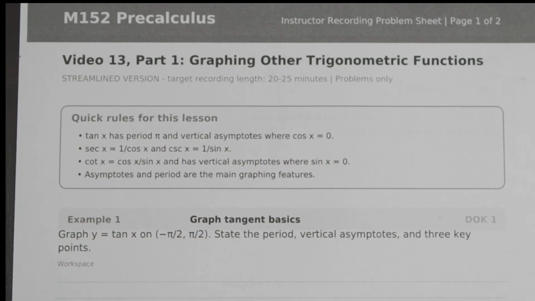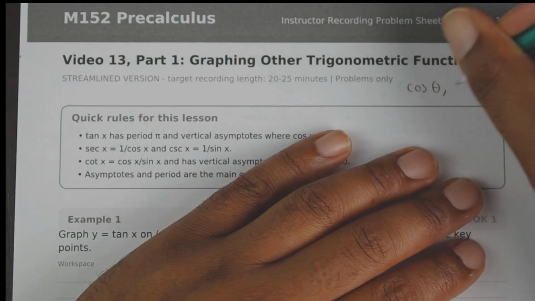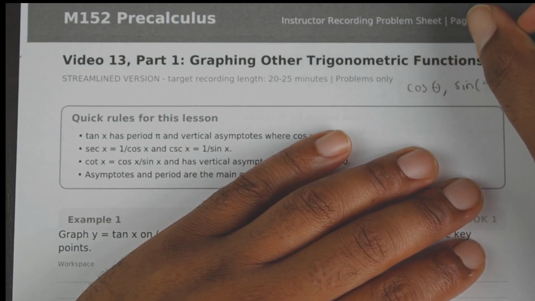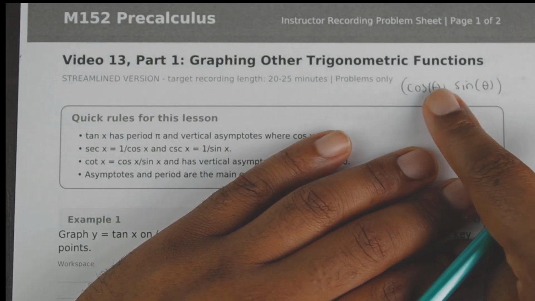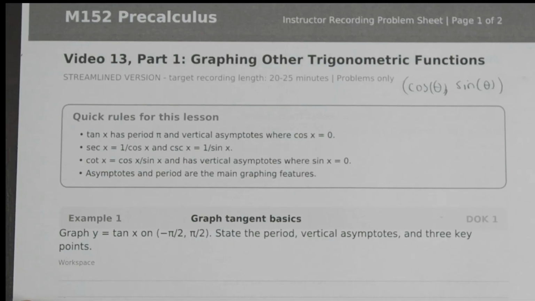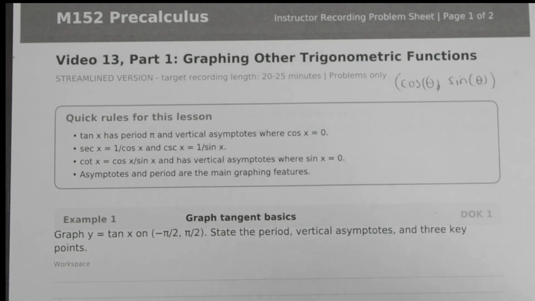Hello again. In our previous lesson, we graphed sine and cosine, okay? And we found out that cosine theta, sine theta are essentially x and y, okay? We also found out that these graphs are wave type graphs. Now we're going to graph other trigonometric functions, especially tangent, secant, cosecant, and cotangent.